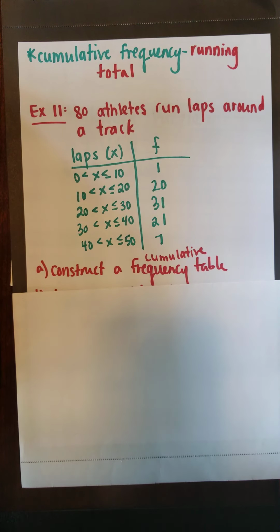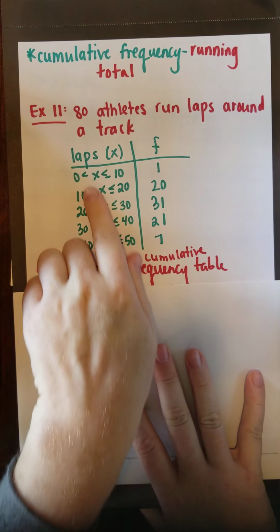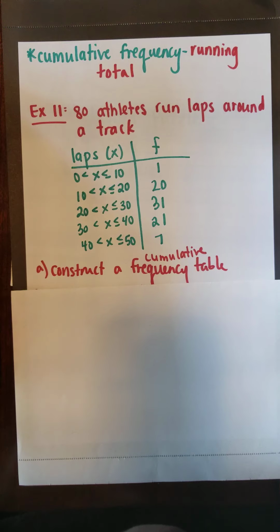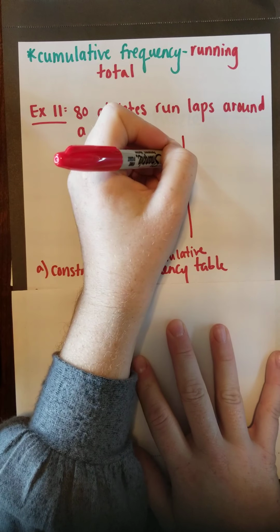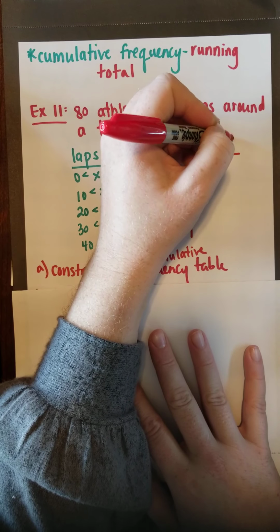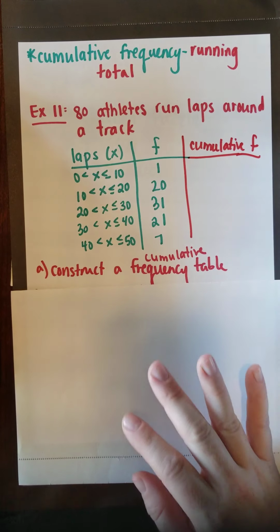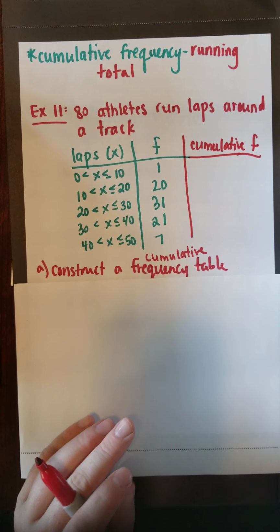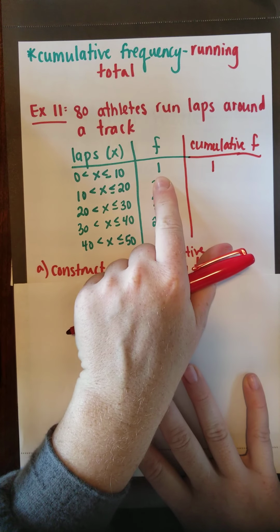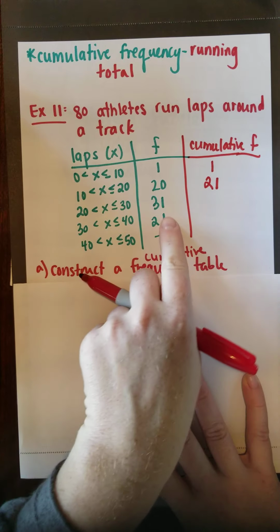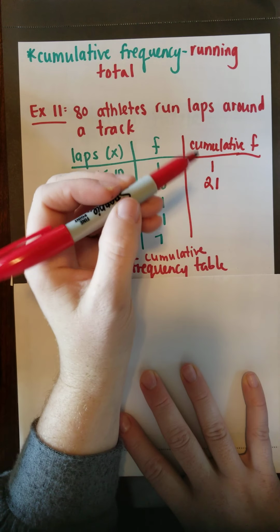So what we're going to do is construct a cumulative frequency table first. In order to do that, you would copy down your regular frequency table and then just add another column to it. So instead of redrawing it, I'm just going to add another column for the cumulative frequency. Okay, so you are just going to add your numbers as you go. So first row would be 1. Then I would add the first 2 rows, that would be 21. And then add the first 3 rows, that would be 52.